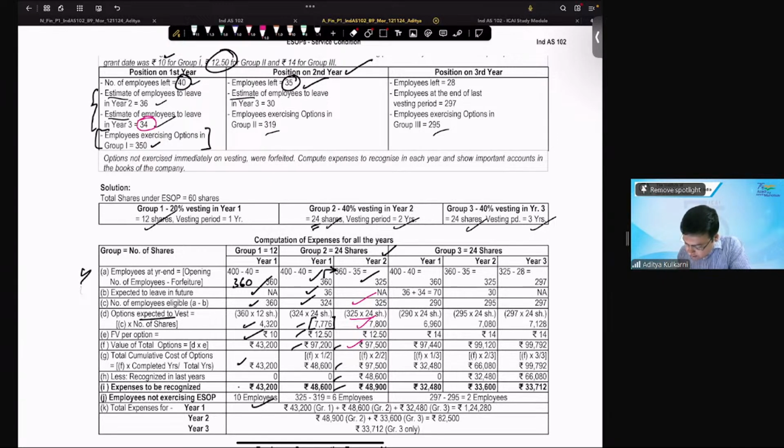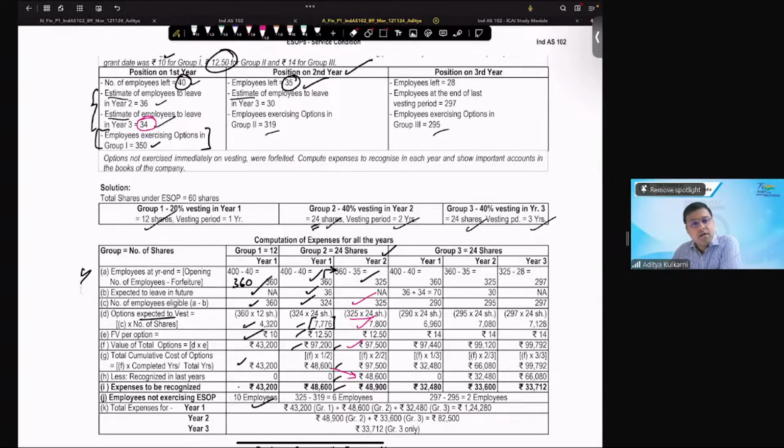48,600. Yes, this 48,600 is the one. So I'm going to recognize 48,900 in year 2. All clear so far?